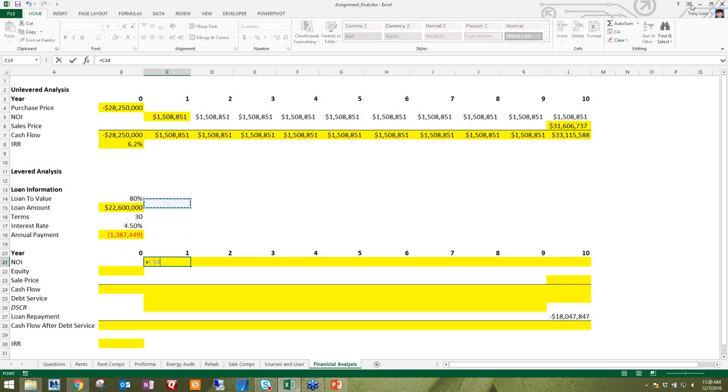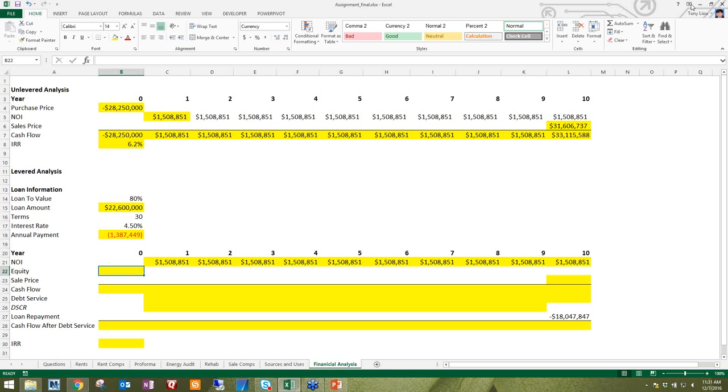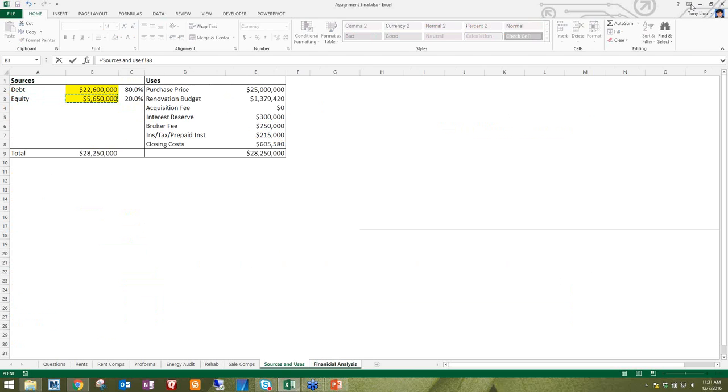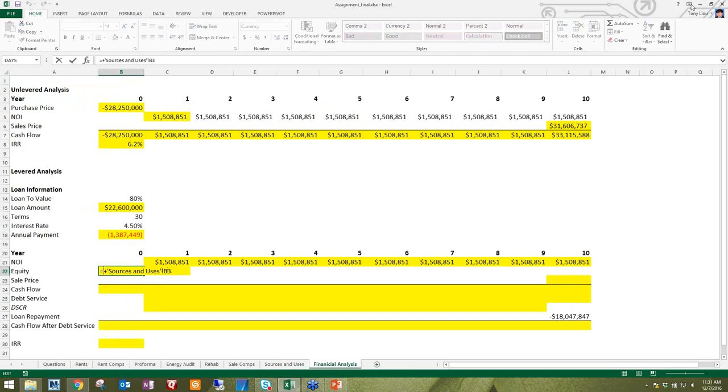The NOI is the same as before. We know we're getting $1.5 million through the life of this project, so that doesn't change. For the equity amount, we're not taking $28 million out of cash. We got $22 million from the bank, and we have to come out with $5.6 million. That's a negative because it's outgoing. So we have $5.6 million going out, $1.5 million coming in annually, and then we're going to sell it for the same price as before, which is $31 million.